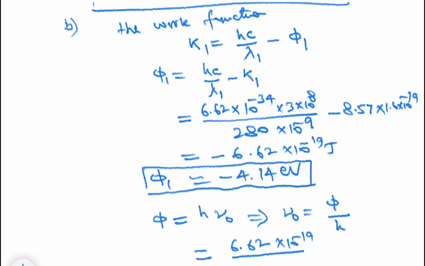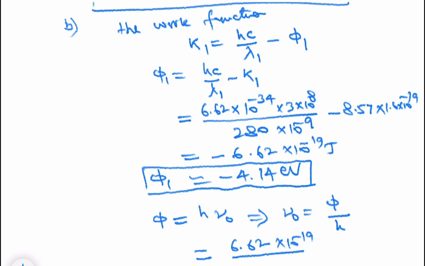After substituting the value for Planck constant h, speed of light c, and kinetic energy for the first ultraviolet beam, we get phi is equal to minus 6.62 into 10 to the power minus 19 joule, that is equivalent to minus 4.14 electron volt. So this is the work function, and this acts as a barrier for the electron, which needs to be overcome for getting it emitted from the metal surface, lead surface.